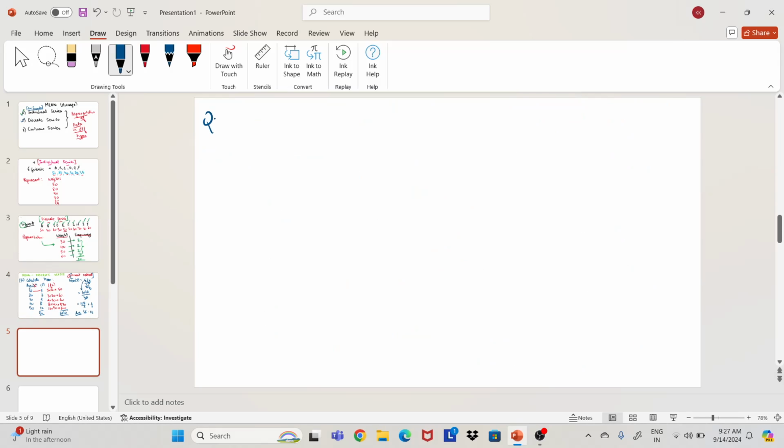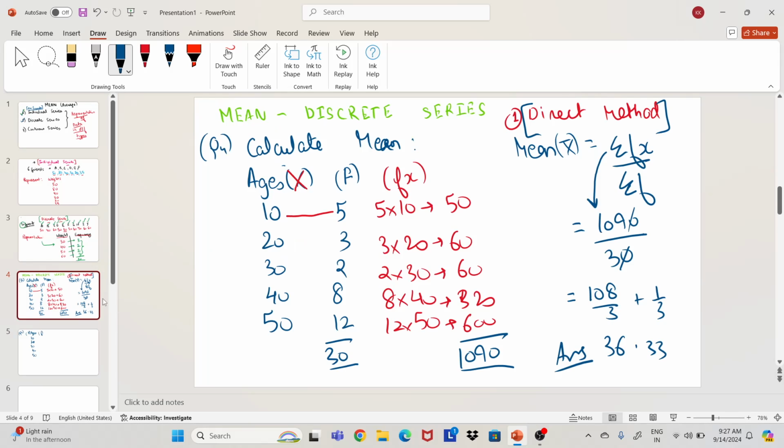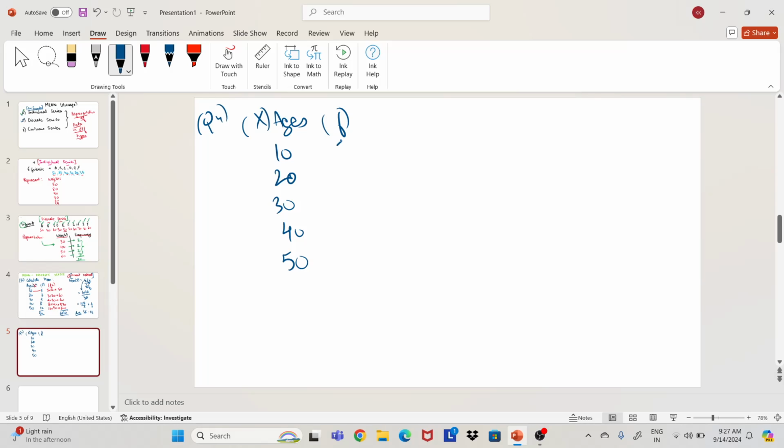Now what was the question? This was x, ages 10, 20, 30, 40 and 50, and this was the frequency. What were the frequencies? 5, 3, 2, 8, 12. Now this second method is the assumed mean method. Let's proceed with this method.